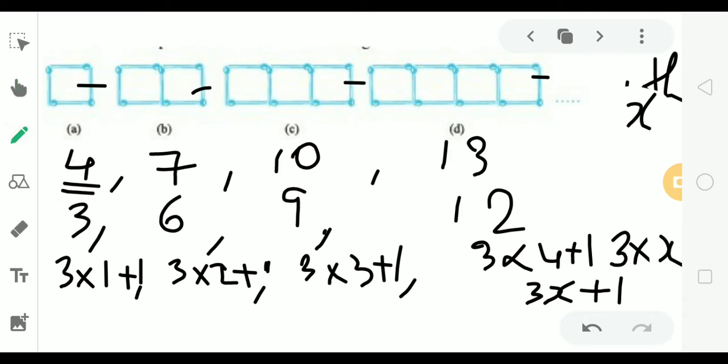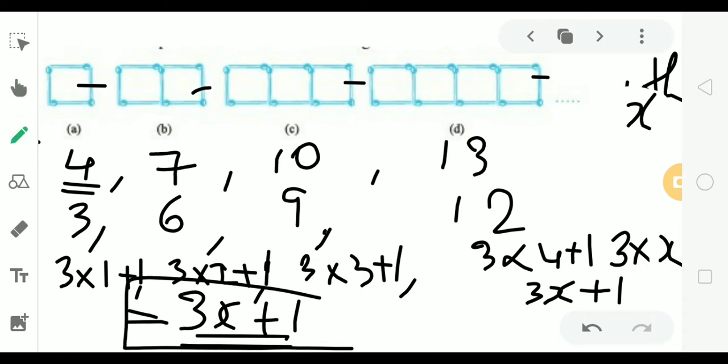And here 3 into 2 plus 1, 3 2s are 6, 6 plus 1, 7. Third one, 3 3s are 9, 9 plus 1, 10. Fourth one, 3 4s are 12, 12 plus 1, 13. And for the xth one, if there are x squares, that means after removing one, 3x, plus 1. So the general formula of this pattern is 3x plus 1. So 3x plus 1 is the general rule for this matchstick pattern. This is the answer for this question, 3x plus 1.